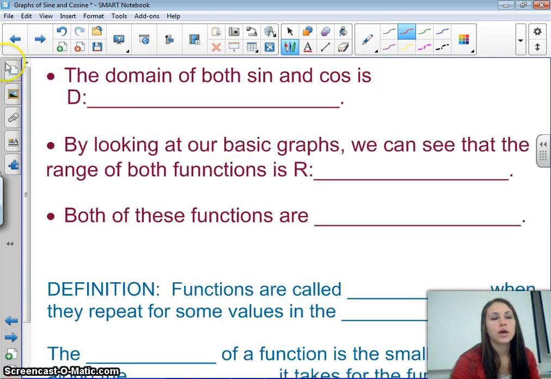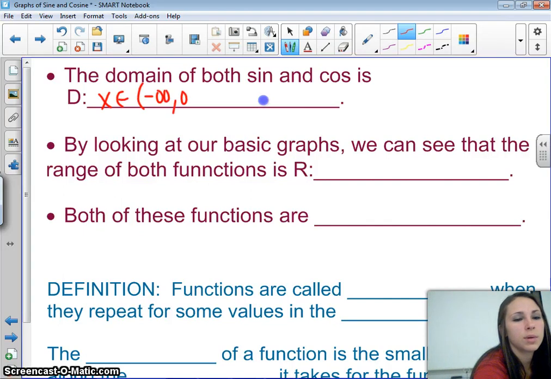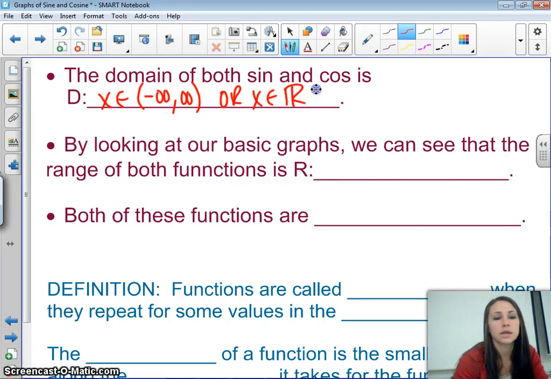Alright, and so now the domain of both of these, we said that they would keep going forever to the left and to the right, and so we can plug anything into sine and cosine. The graph is going to go out forever. So the domain is going to be x can belong to the set from -infinity to +infinity, or we could write that as x belongs to the set of all real numbers. So we can plug anything into sine and cosine.